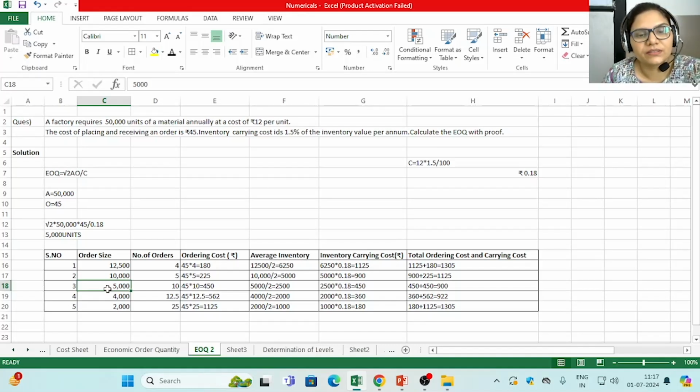So I think this economic order quantity format is clear to you.